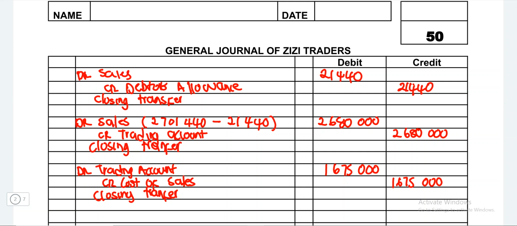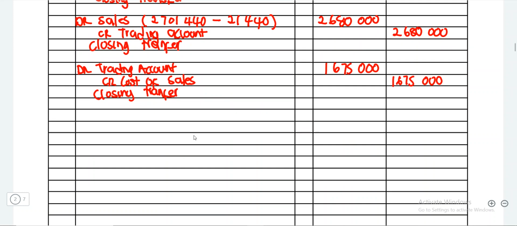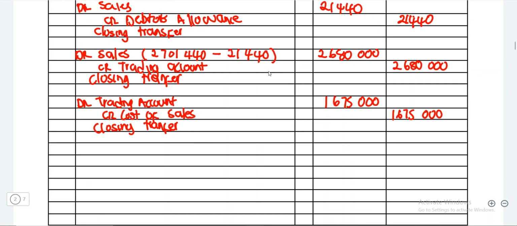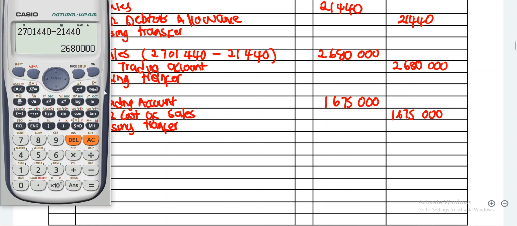Now, in order for you to be able to do that, you must then check whether you are making a gross profit or a gross loss before you do that transfer, so that you don't make some silly mistakes. So let's check. Remember our net sales is 2,680,000. If we subtract 1,675,000, it is going to give us 1,005,000. So meaning that this is our gross profit.